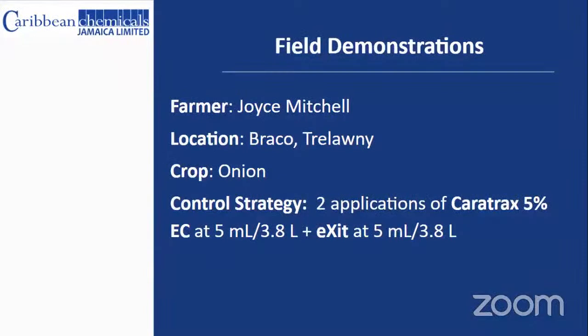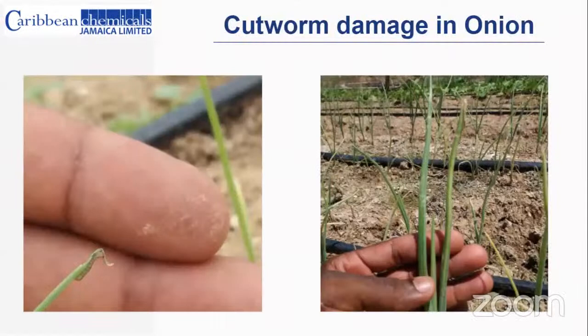We also went to Braco and we used Caratrax along with Exit. And this was in onion. I included the Exit because of the nature of the onion leaves, the worms or larvae often hide inside the leaves. As you know, the leaves are cylindrical and have a hollow inside. So oftentimes the chemistries are unable to reach them inside. So Exit, as I mentioned, can cause some translaminar effect and pull the product through, therefore reaching the worms on the inside.